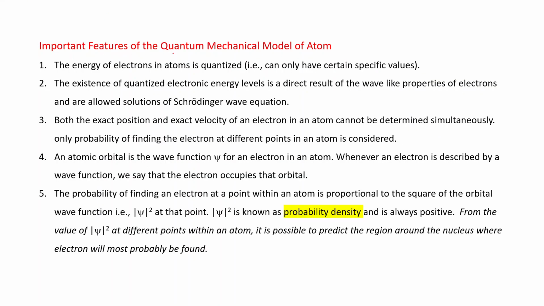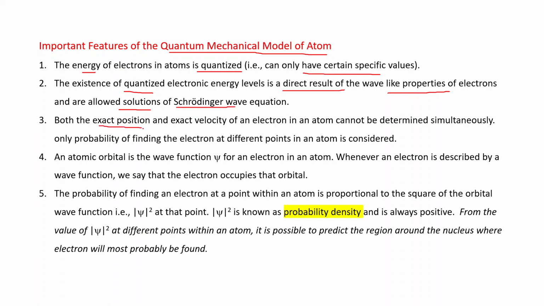Important features of the quantum mechanical model of atom. The energy of electrons in atoms is quantized, that is, electrons only have certain specific values of energy. The existence of quantized electronic energy levels is a direct result of the wave-like properties of electrons and they are allowed solutions of the Schrödinger wave equation.